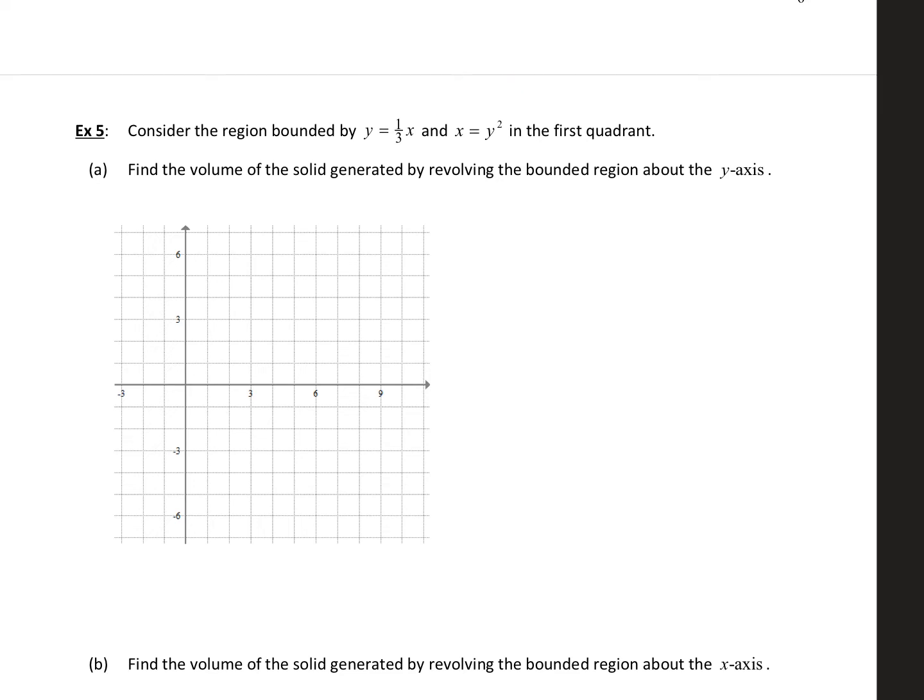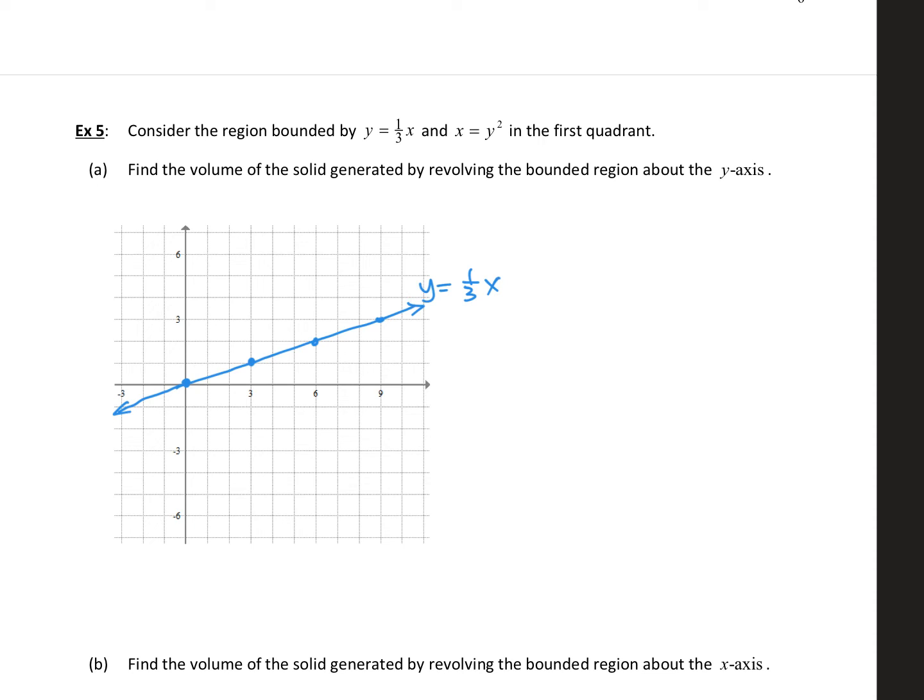So let's look at the graph of the first one, y is equal to 1/3 x. Start from 0, 0. The slope is 1/3, so 3 over 1, 3 over 1, 3 over 1 goes like this. The graph goes like this, right? They say first quadrant, so I'm just going to look at this part.